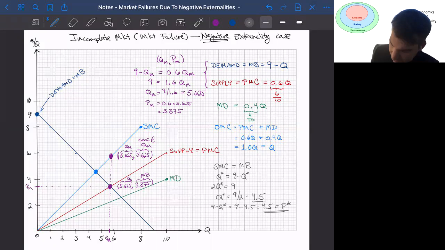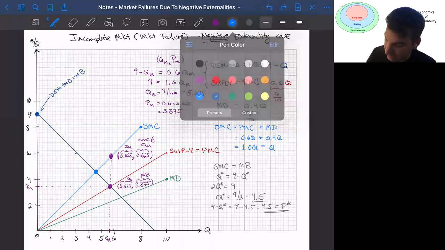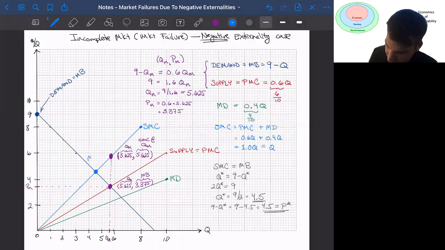So this point right here, which maybe I'll write in blue just to make it kind of match the point, is 4.5 comma 4.5. Where this 4.5 is Q star and this 4.5 is P star. And so I can then drop this down. There's my Q star, and I can drop this over, and there is my P star.